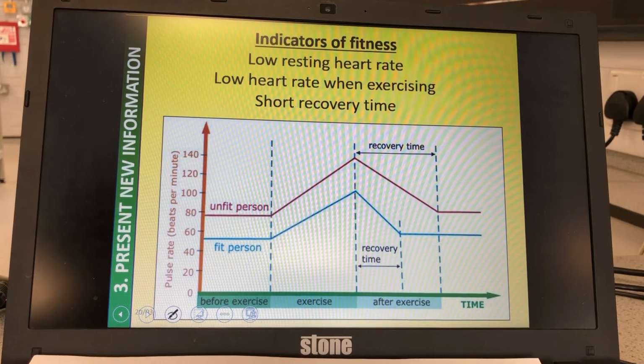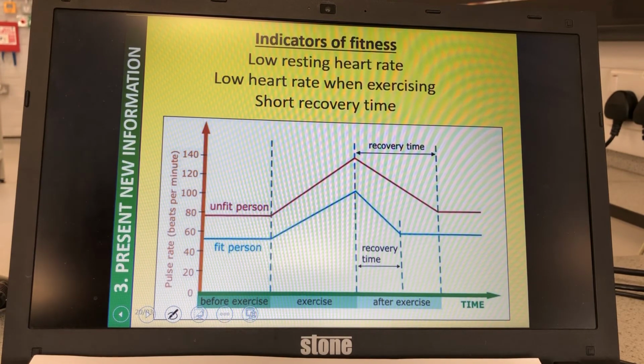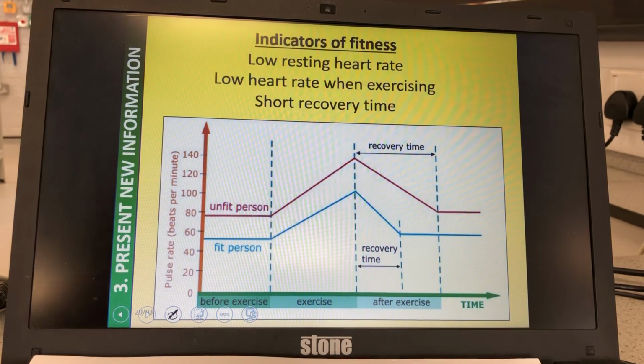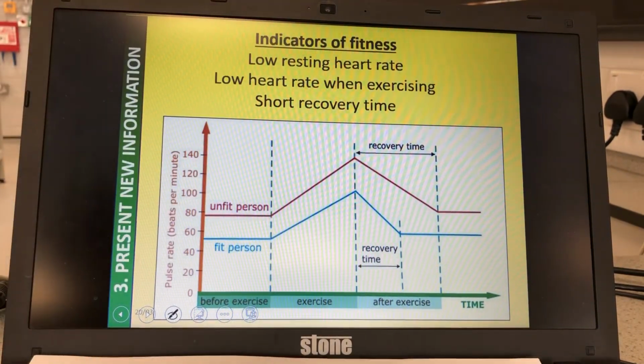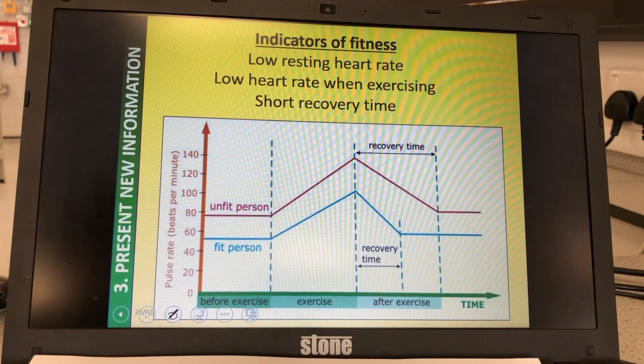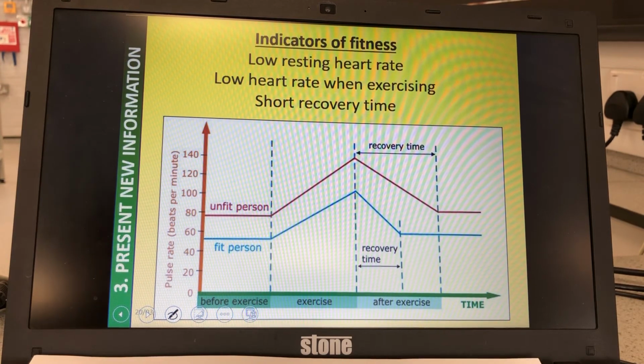When doing the same activity with the same intensity for the same amount of time, the unfit person will have a higher heart rate. Okay, so again, like I said, your lines might cross over here, but if you've got the higher heart rate after exercise, then unfortunately you are less fit. So if your heart rate stays lower, you are fitter.